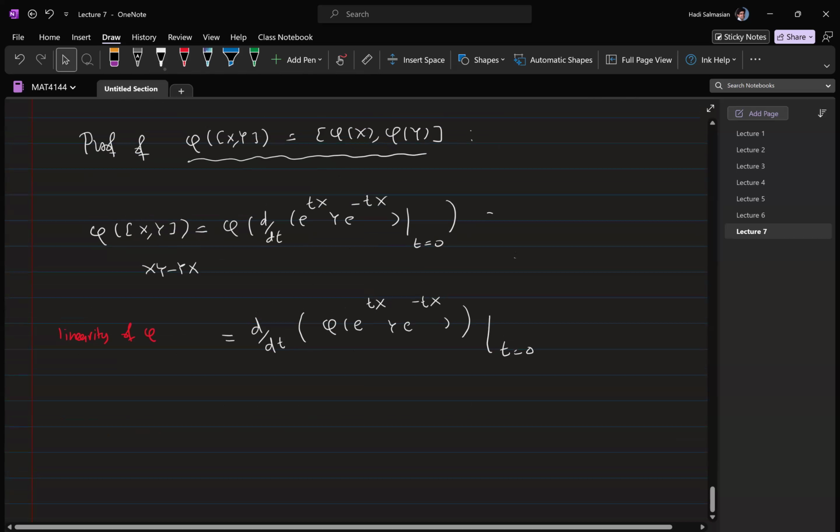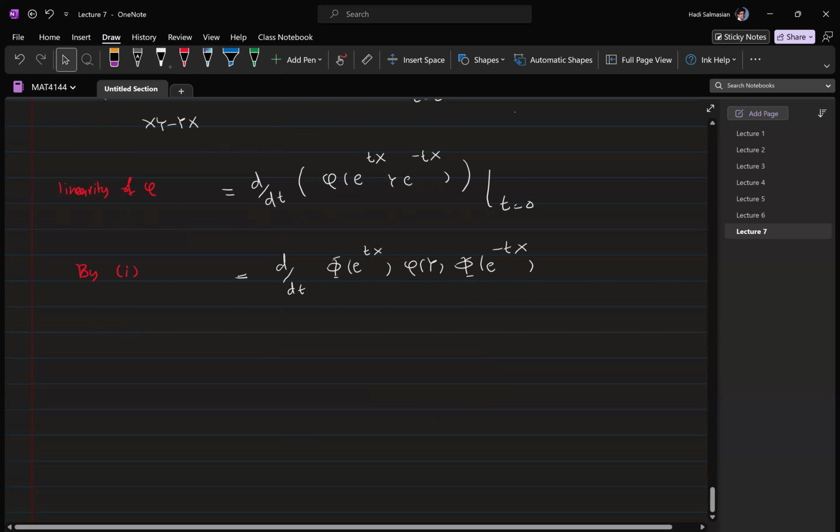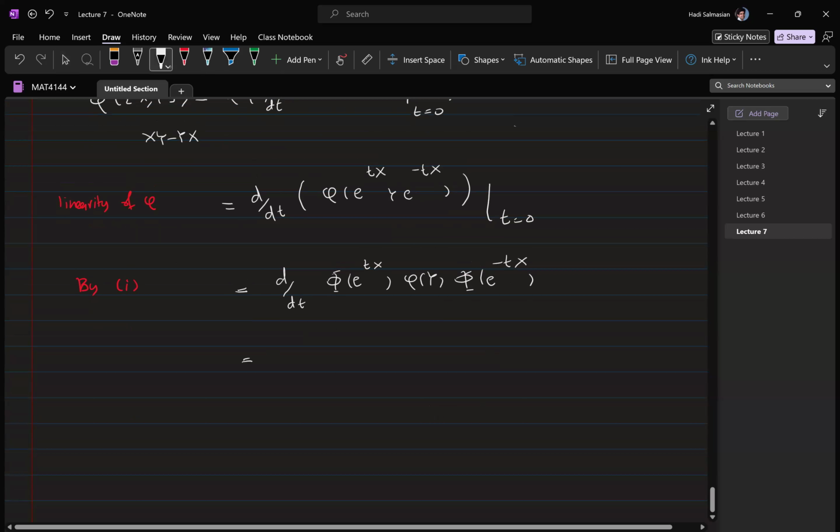Okay, but now by the conjugation preservation of phi, by part 1 of this statement, I can write d over dt of capital phi e to the tx phi y capital phi e to the minus tx. And the phi of e to the tx's, I can relate them to little phi, right? So this is d dt of e to the t times little phi x, phi y, e to the minus t little phi x. And I have to differentiate this guy at t equal to 0.